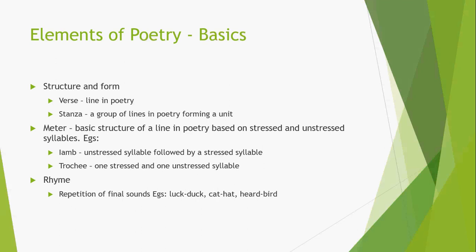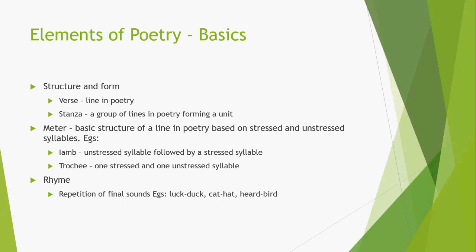We tried to understand what a basic line in poetry is, and we said it is a verse and a group of lines that form a unit, like a paragraph in a prose passage, is called a stanza in poetry. We studied how meter is the basic structure of a line in poetry and that it is based on the use of stressed and unstressed syllables. We looked at 2 examples, iambic meter and trochaic meter. A little later we studied other examples of meters also.